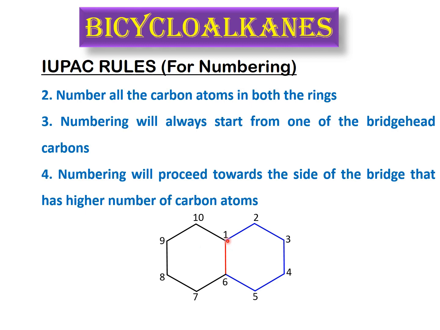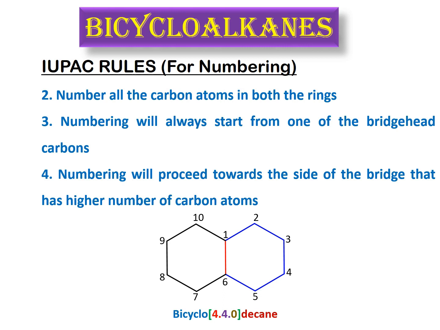If you start from here, you can proceed either on the left hand side or on the right hand side, because both have a similar number of carbon atoms. So this would be your carbon number 1, 2, 3, 4, 5, 6, the second bridgehead carbon, then 7, 8, 9, 10. So again, the name would be Bicyclo[4.4.0]decane, because there are a total of 10 carbon atoms.